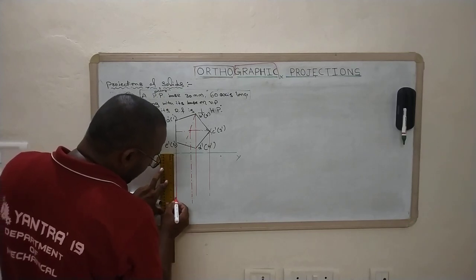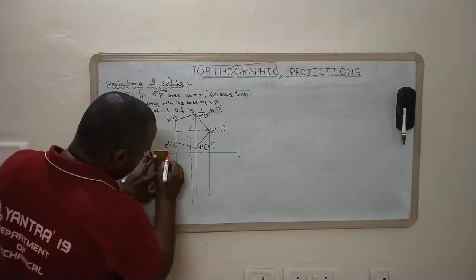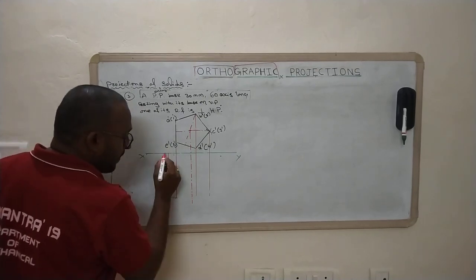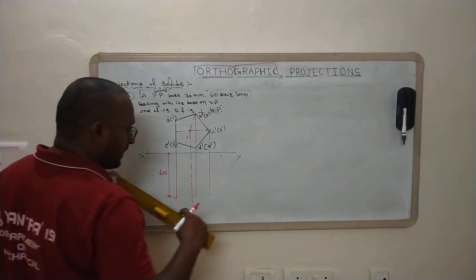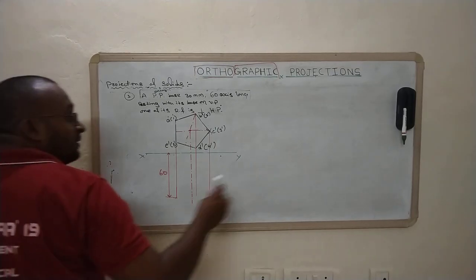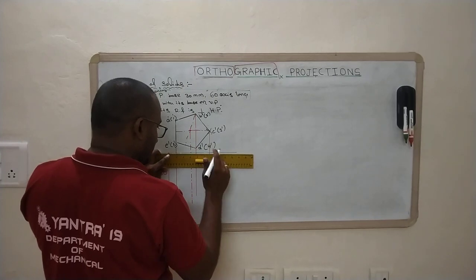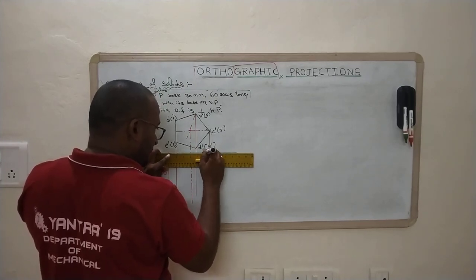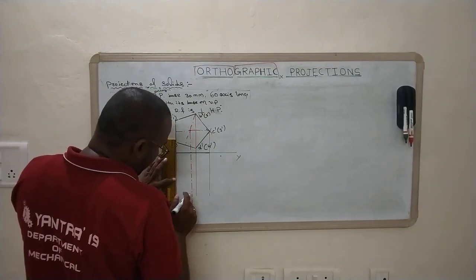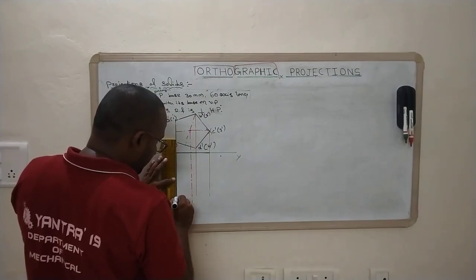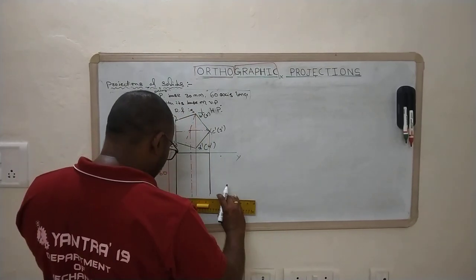Here to here is 60 mm, and then we should draw the top view beginning from the base, because it is resting with its base on VP. This is the outline of the given problem.